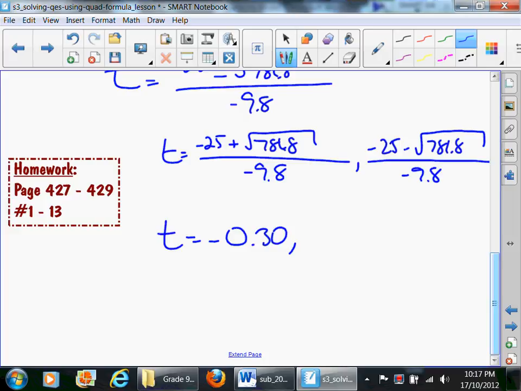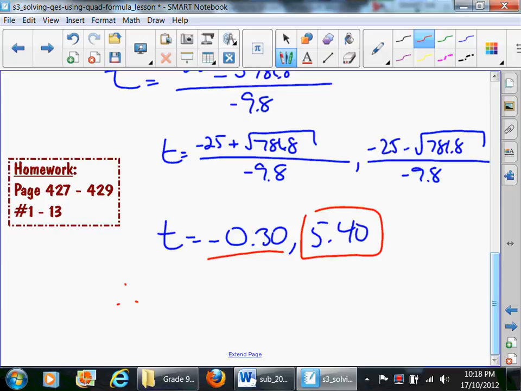The other answer we're going to get is 5.40 seconds. So what does this mean? Well, what it means is that we get a negative answer here because the cannon is already at a height greater than 10. So it can't reach a height of 10 meters on the way up because it's already higher than that. Okay? Now, the only time that we really care about here is just 5.40 seconds.